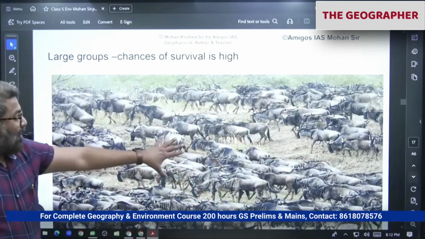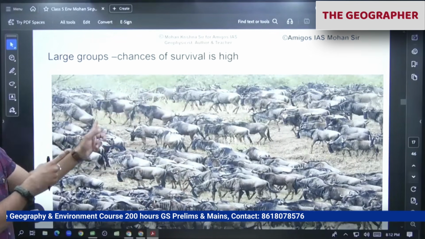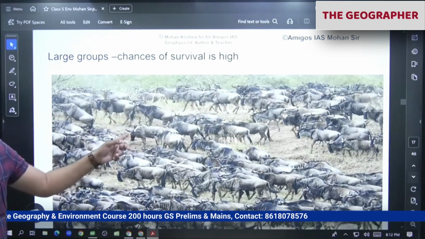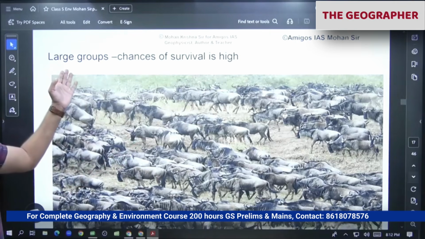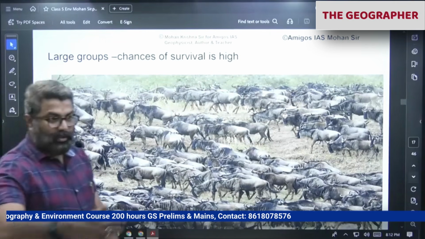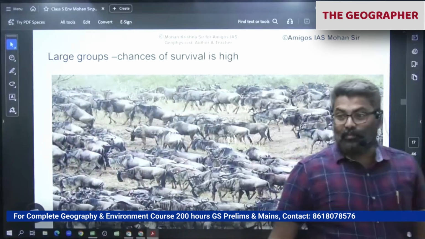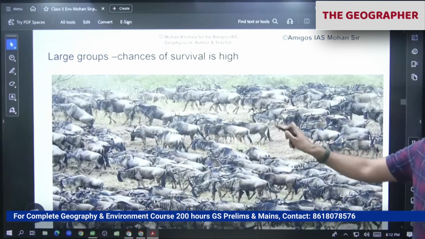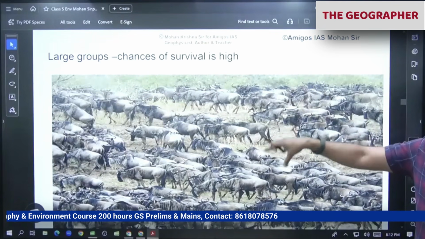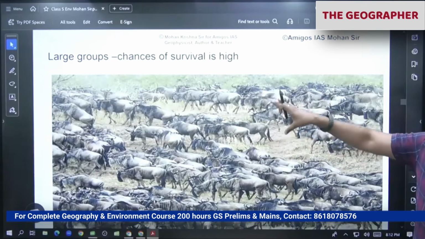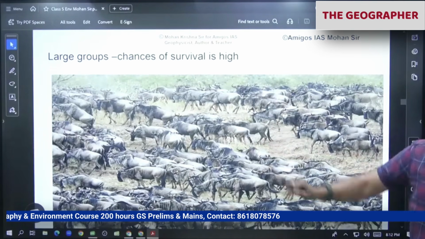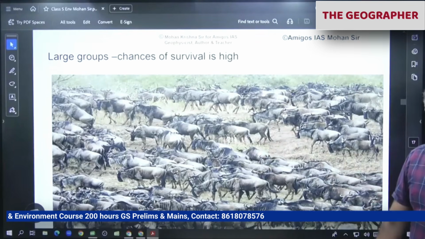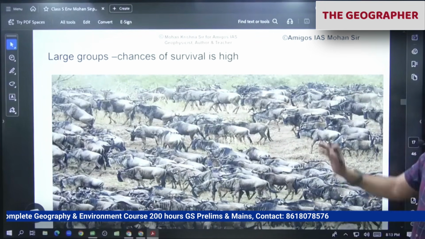But here, among them, only something will be picked up, so your chance of survival is very high. That is the reason most of the herbivores tend to live in large groups. It means adaptability plus survival. Plus, whenever they give birth to a new animal, the other herbivores will protect the newborn offspring.